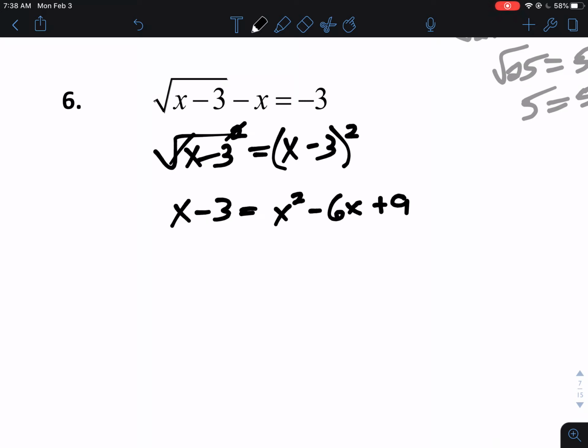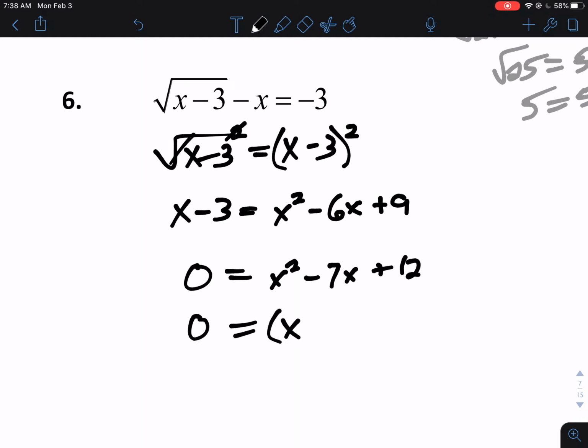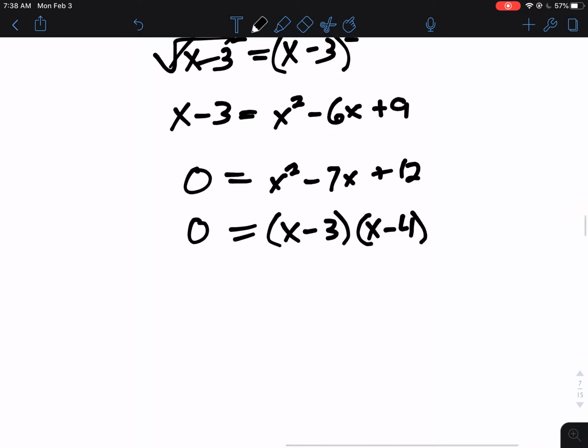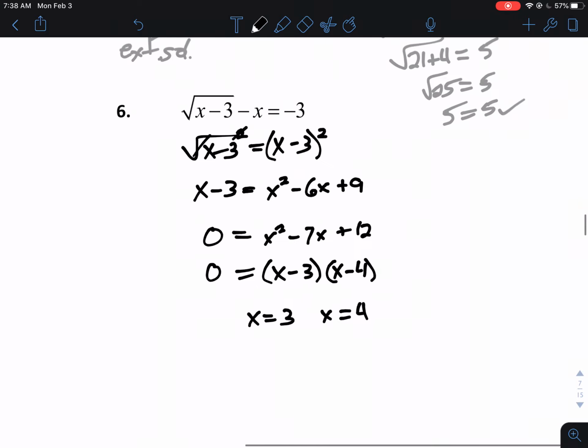Okay, so now let's solve for x. Let's do that by making the left side equal 0. That means that we would subtract over the x to get a minus 7x, add over the 3 to get a plus 12. And then probably the easiest way to solve would be, once again, factoring: x minus 3, x minus 4. So then we're going to get two solutions, x equals 3 and x equals 4.